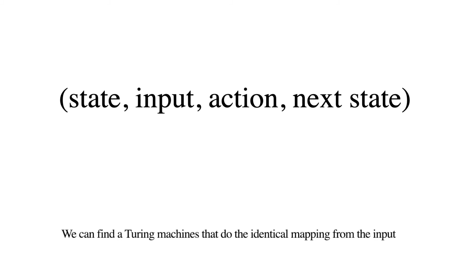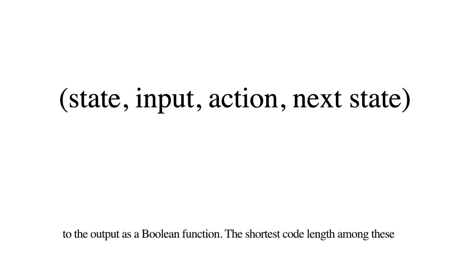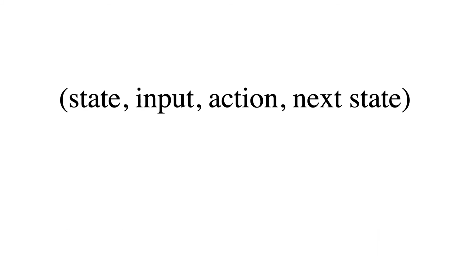We can find a Turing machine that does the identical mapping from the input to the output as a Boolean function. The shortest code length among these Turing machines is a measure of the complexity of this Boolean function.